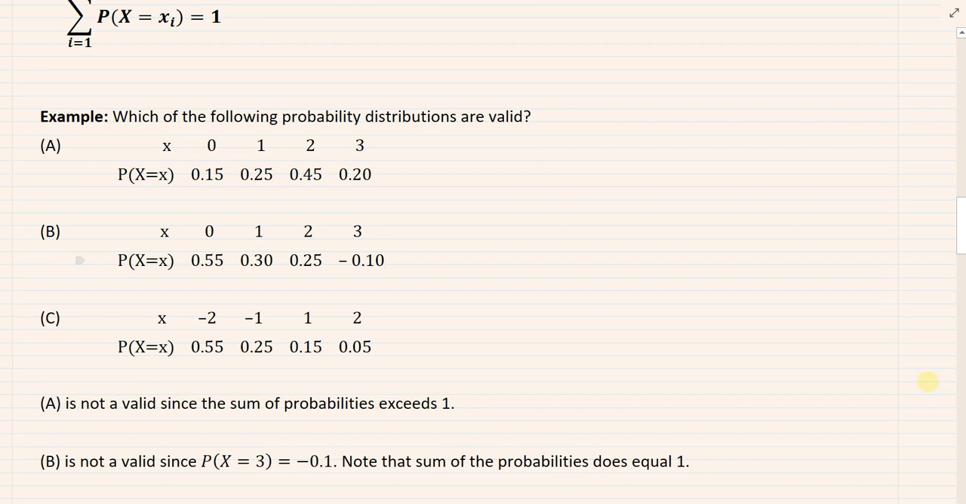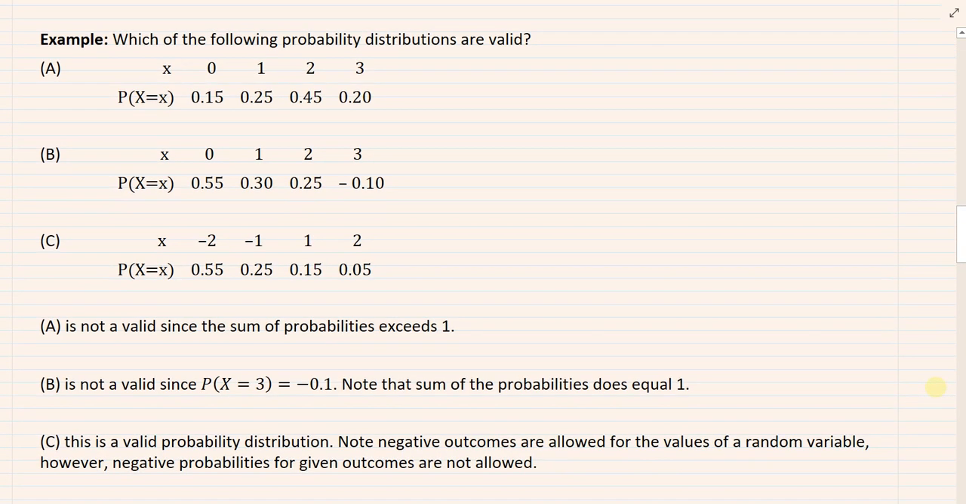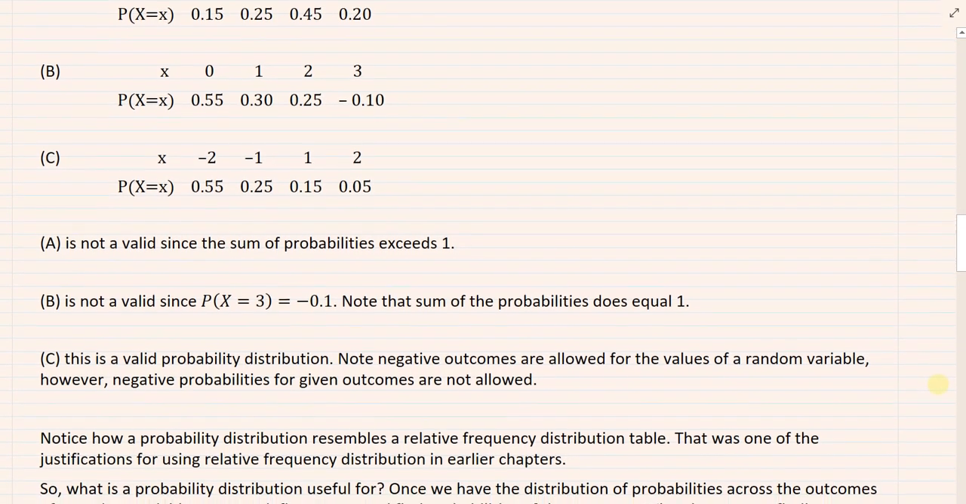In part C, if you look at that one, we have 55, 25, 15, 05. And this one looks fine, doesn't it? Because they add up to 1, and individually, the probabilities are between 0 and 1. Now, the way I made this one up, by the way, if you note, the outcomes are negative. That's not a problem. That's not an issue. The focus is on the probabilities. So C is a valid probability distribution. Hopefully I was able to get that point across to you.